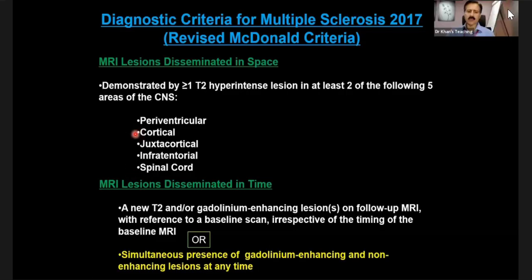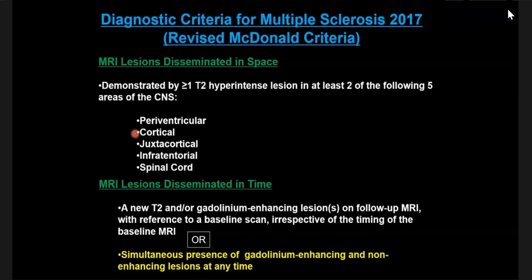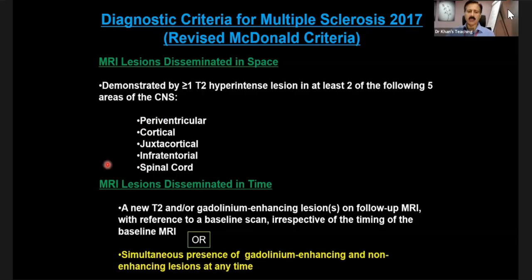This is very interesting. Cortical. People don't realize that, it's a white matter disease, but please remember it can also involve the gray matter. So now involvement of cortex has been included in the criteria, and this only happened in 2017. So these are the 5 sites. But this concept is an exam concept.